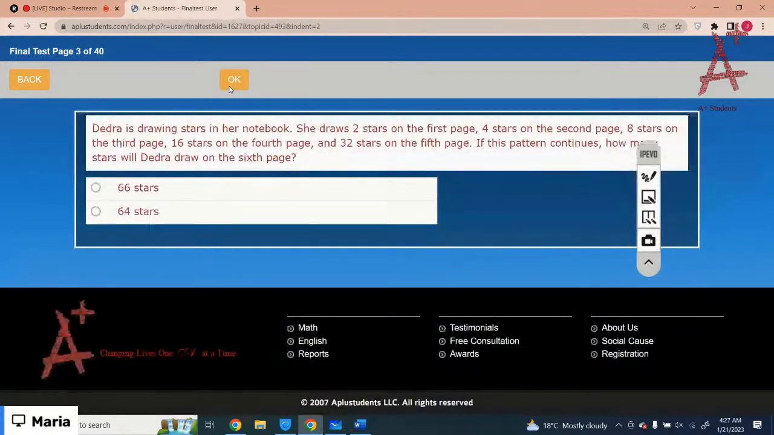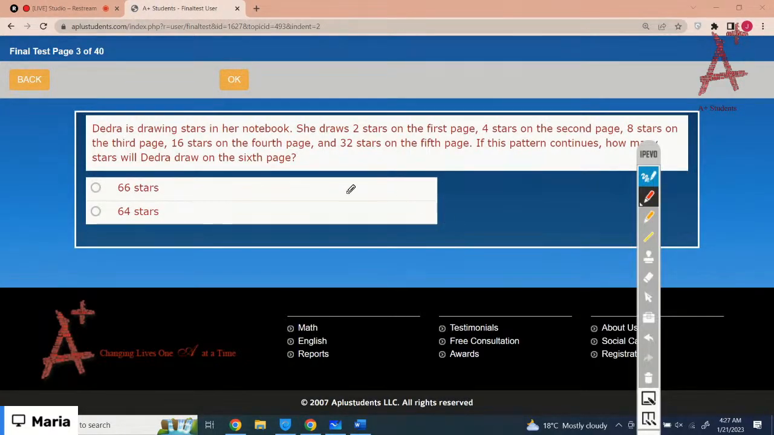Okay, the next one is Dedra is drawing stars in her book. She drew 2 stars on the first page, 4 stars on the second page, 8 stars on the third page, 16 stars on the fourth page, and 32 stars on the fifth page. If the pattern continues, how many stars will Dedra draw on the sixth page? So which is the correct option? You can see each next number is the multiple of 2. Got it?